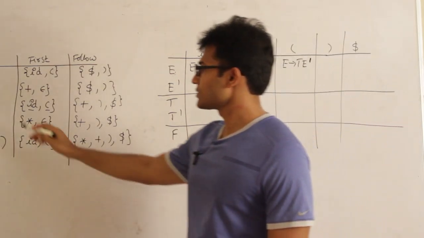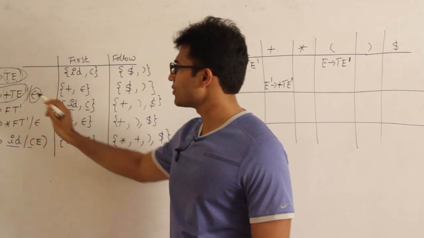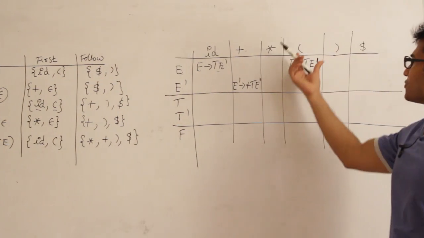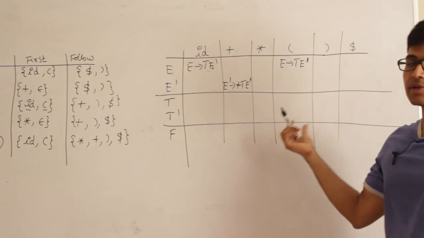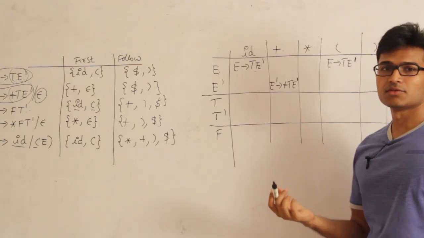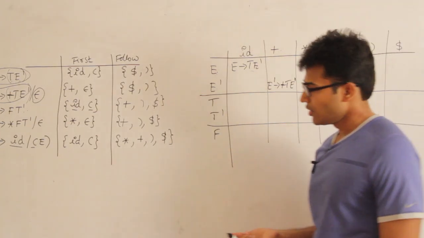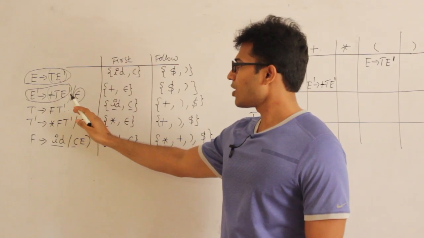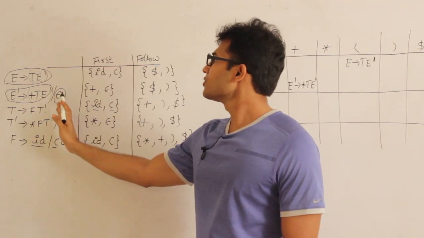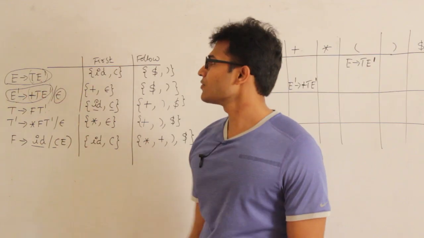Now what about the next one? E dash derives epsilon. Whenever you have epsilon, what is first of epsilon? Epsilon. Therefore you should place it under epsilon, but then we are not going to place it. The reason is, we are never going to see epsilon in the input. Always there is going to be dollar. So whenever you get epsilon productions, or if the first of right hand side is containing epsilon, then you are going to place this production even in the follow of left hand side.